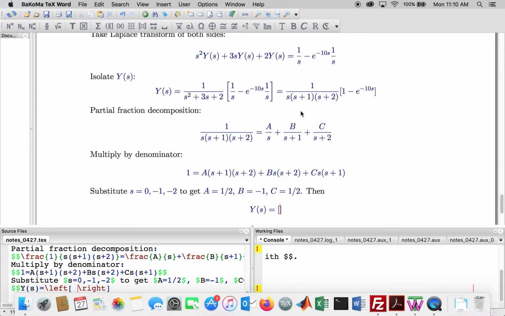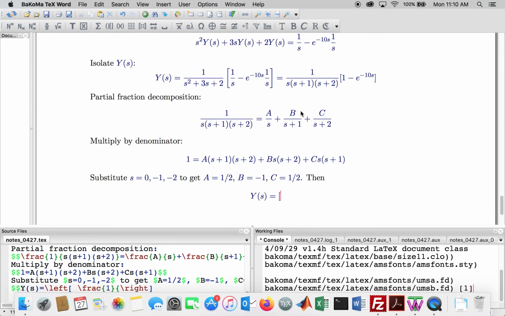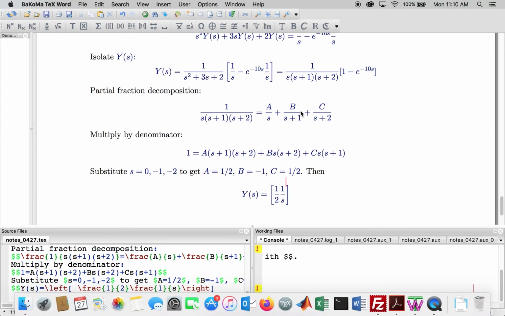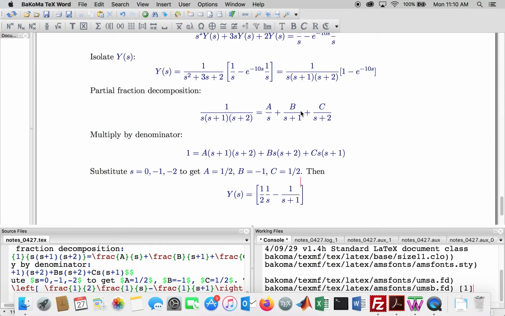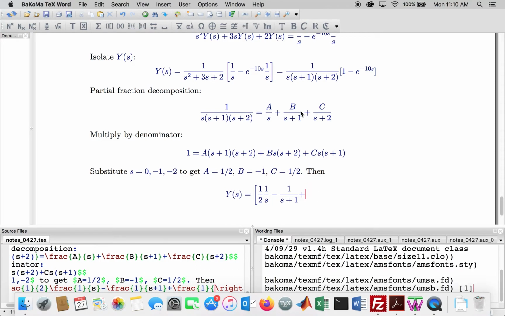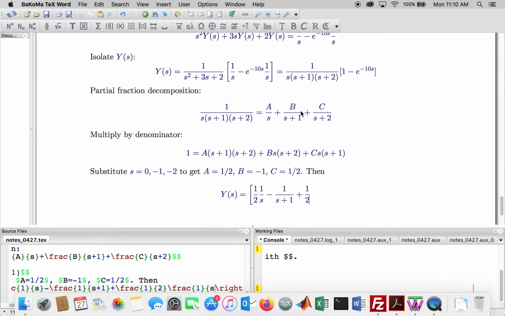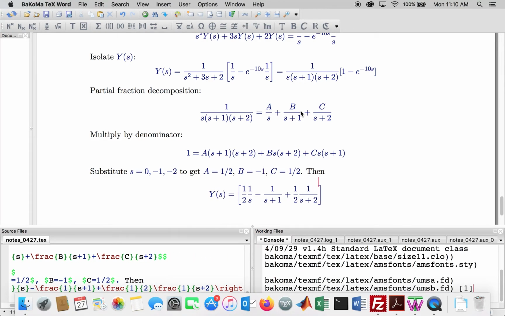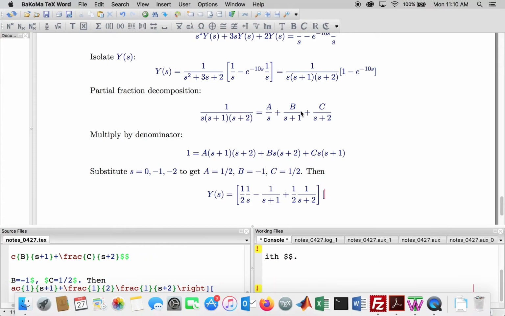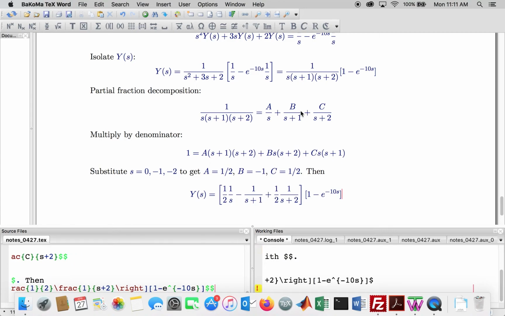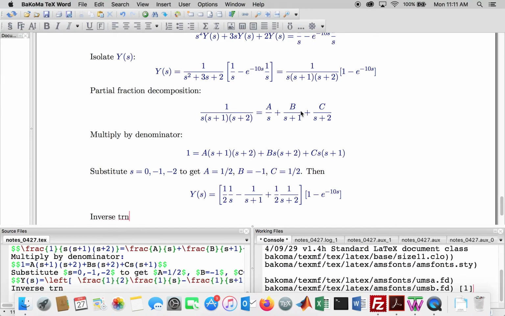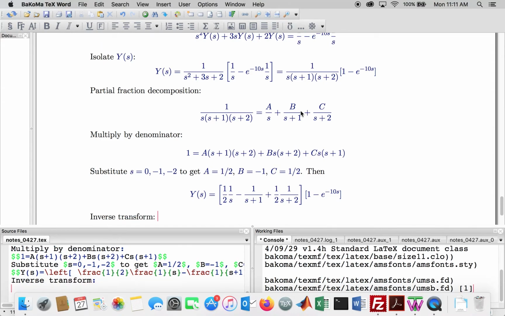So that's equal to 1/2 (1 over s minus 1 over s plus 1) plus 1/2 (1 over s plus 2). Yep, that's everything there, and all of that is multiplied by 1 minus e to the minus 10s. Okay, now we're ready to inverse transform.